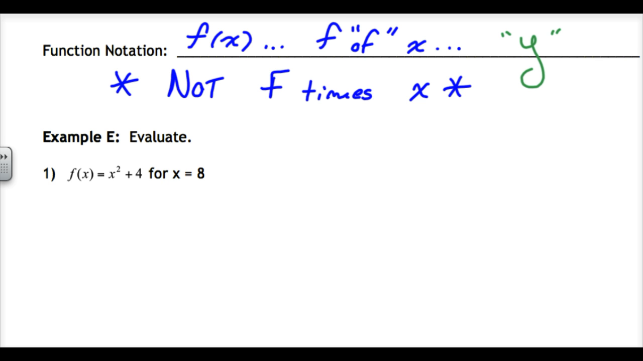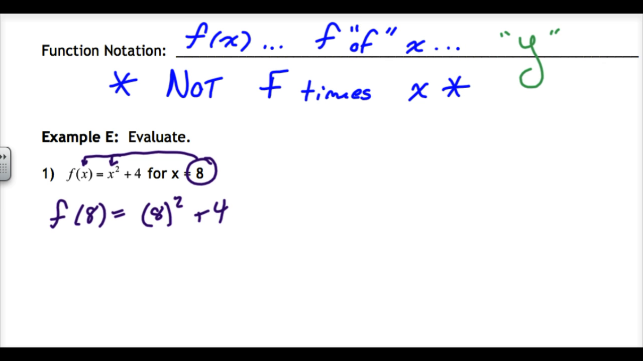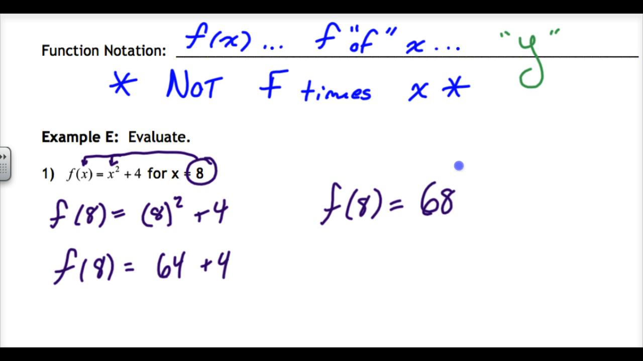So in your first one, f of x equals all that. It's really like y equals that. So we're just going to plug x in for every x you see. So it would be like me saying, hey, what does this equal if y equals x squared plus 4 when x is 8? So we write f of 8 equals 8 squared plus 4. Go ahead and solve it through. F of 8 equals 64 plus 4. So f of 8 equals 68.